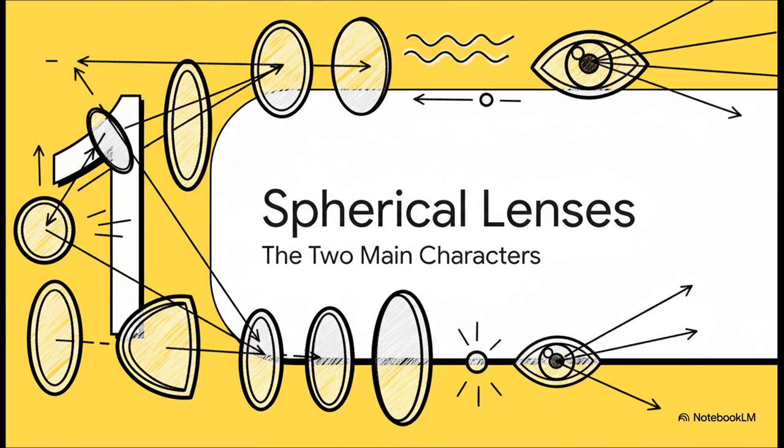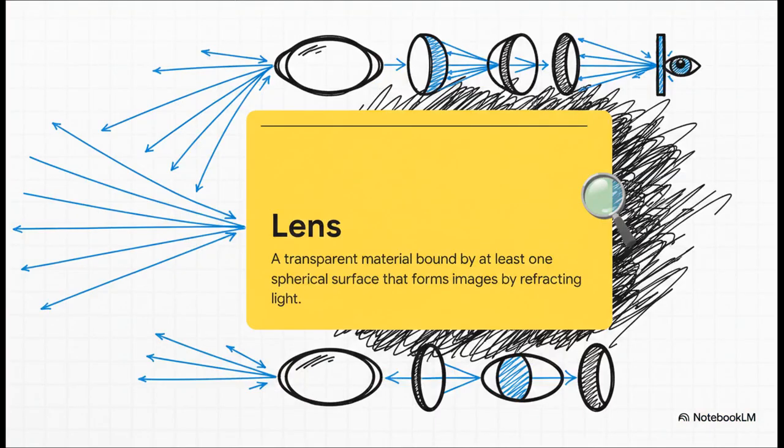What are we even talking about when we say the word lens? At the end of the day, a lens is basically a light bender. It's just a piece of clear material, usually glass or plastic, that has at least one curved surface. Its whole job is to take the light that passes through it and bend it, or refract it, in a very specific, predictable way to create an image.